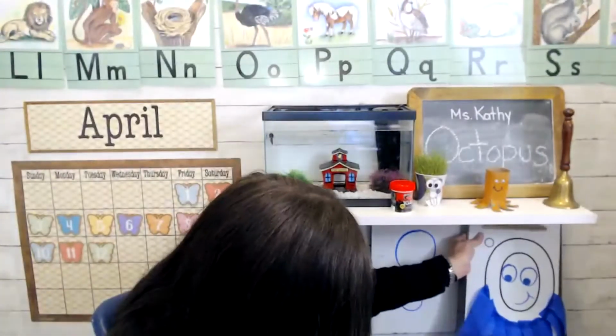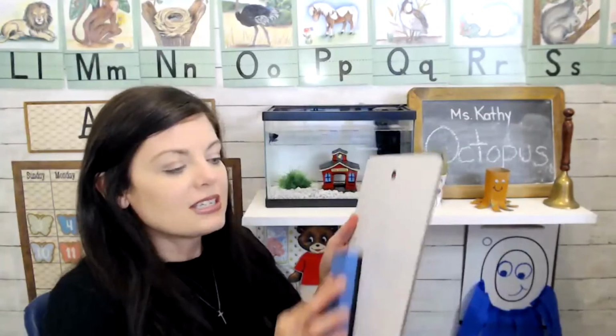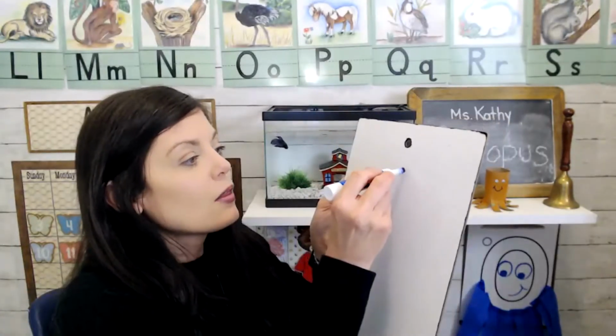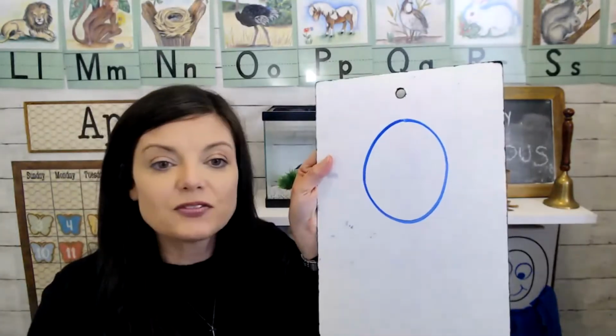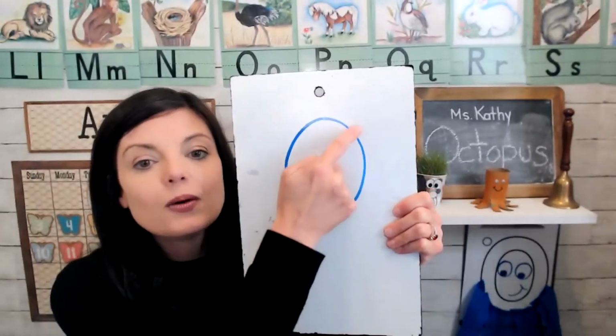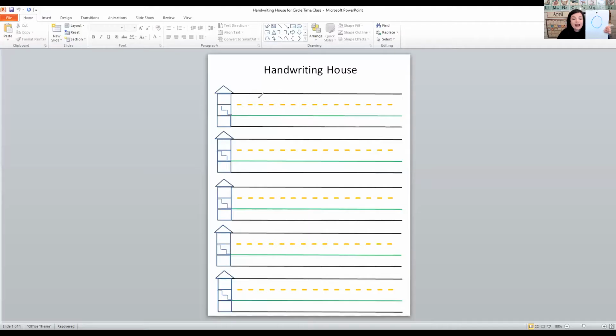Then we practice writing the letter O, and this is the way I teach letter O. I just say start at the top and then go all the way around and back, right where you left off. I'll show you on handwriting paper, and you can get a copy of this handwriting house sheet absolutely free from my website. Just look below for the link.